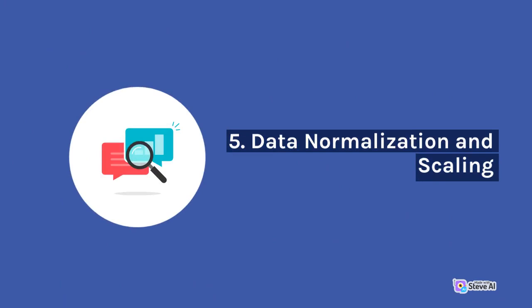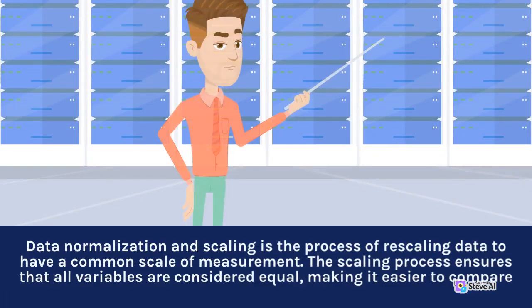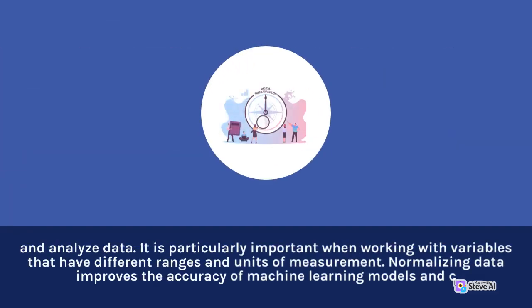5. Data normalization and scaling. Data normalization and scaling is the process of rescaling data to have a common scale of measurement. The scaling process ensures that all variables are considered equal, making it easier to compare and analyze data. It is particularly important when working with variables that have different ranges and units of measurement.